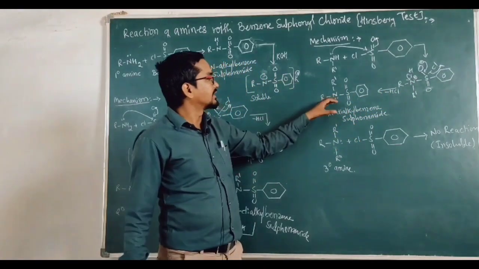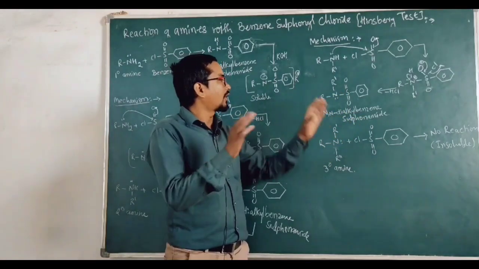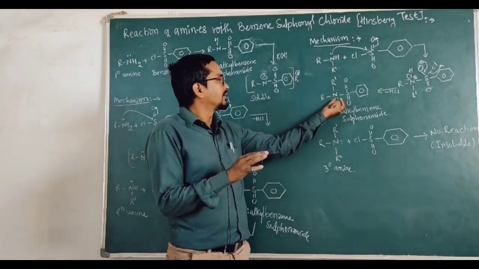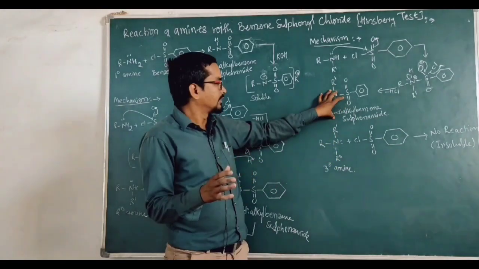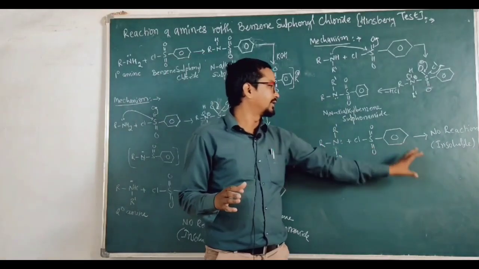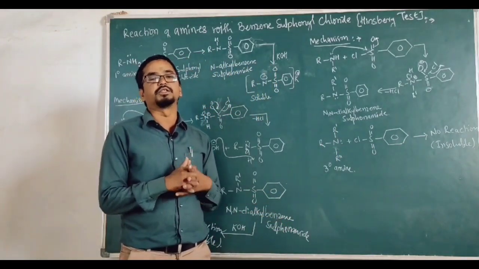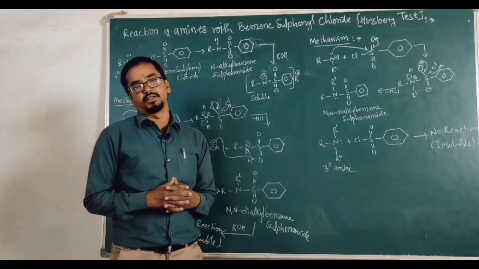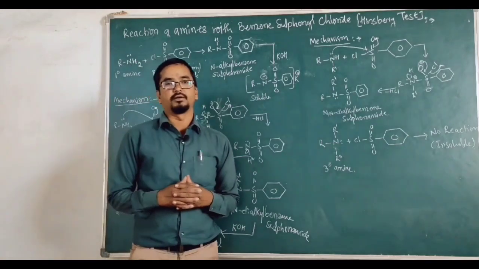Now upon treating this N,N-dialkyl benzene sulfonamide with alkali, the base does not have any proton that it can abstract, so hence it is insoluble in the alkalis. Similarly, tertiary amine does not react with the benzene sulfonyl chloride. Hence in this way we can easily distinguish the primary, secondary and tertiary amine by using the Hinsberg test.